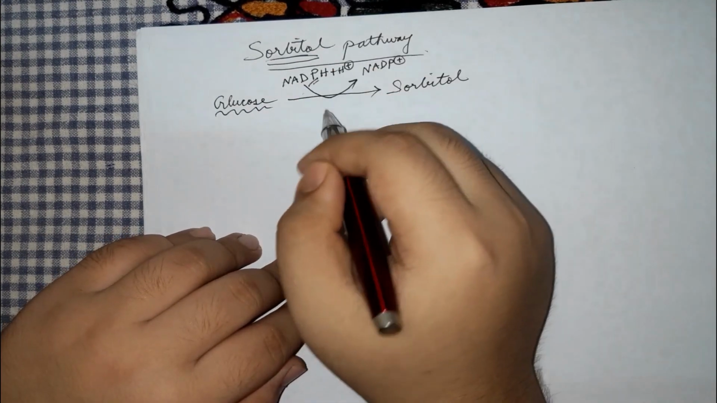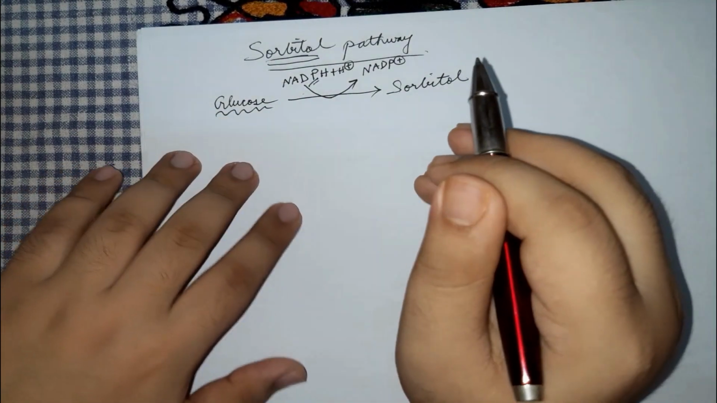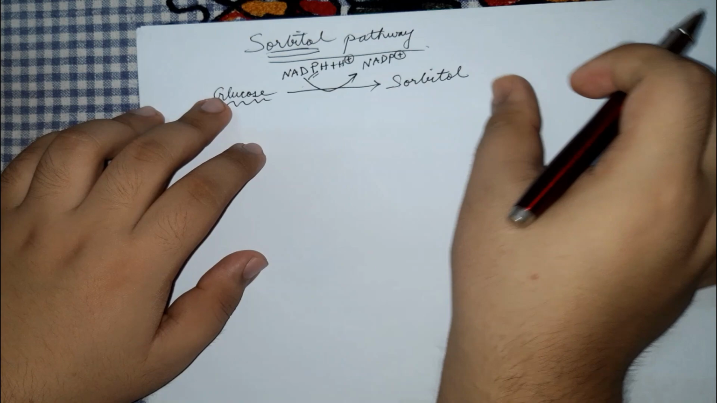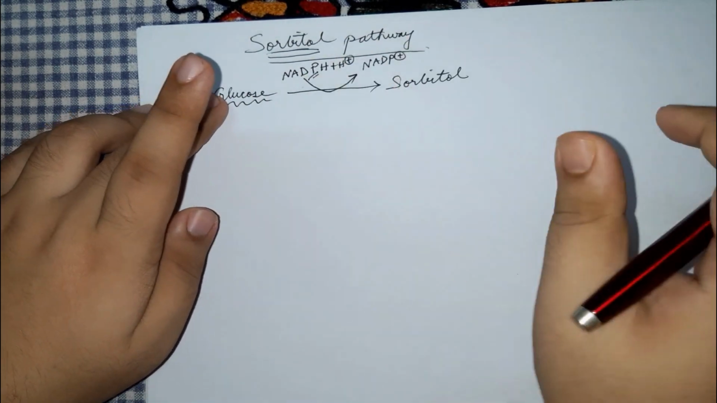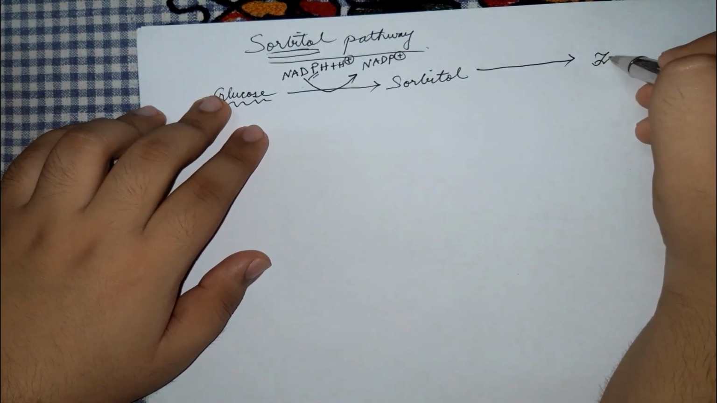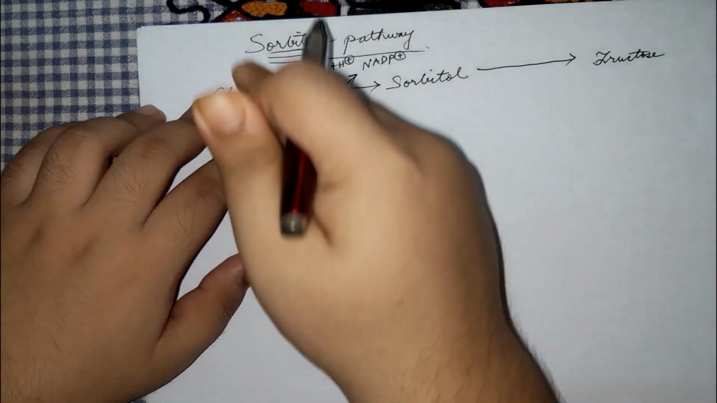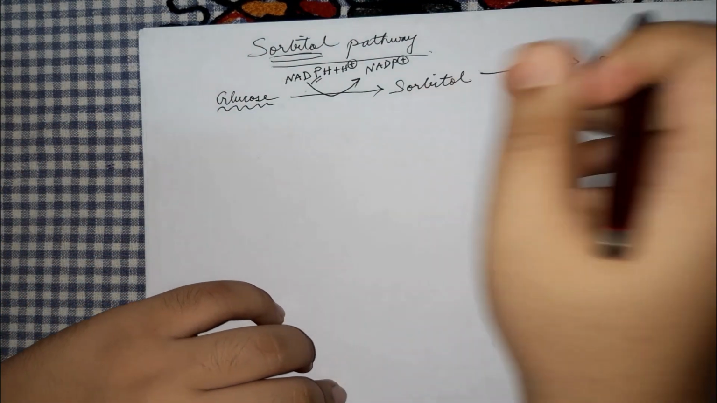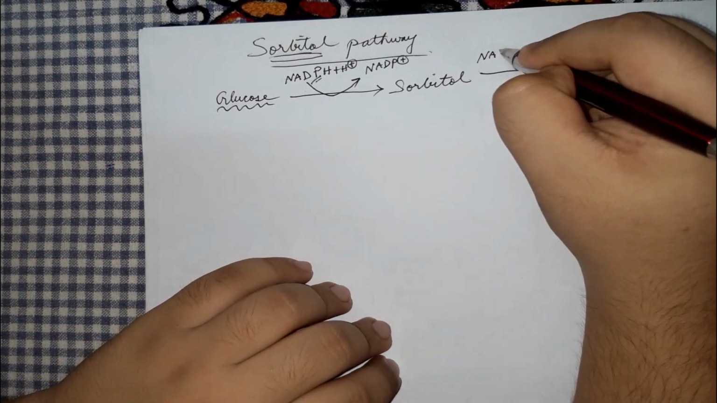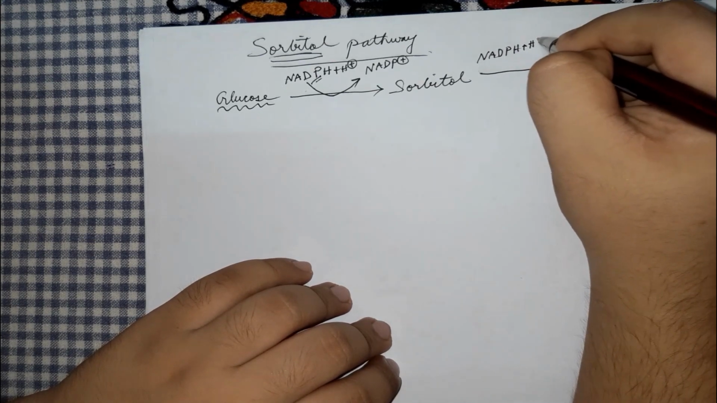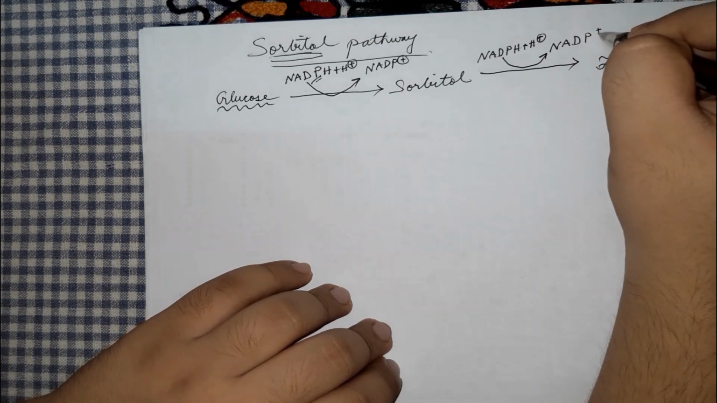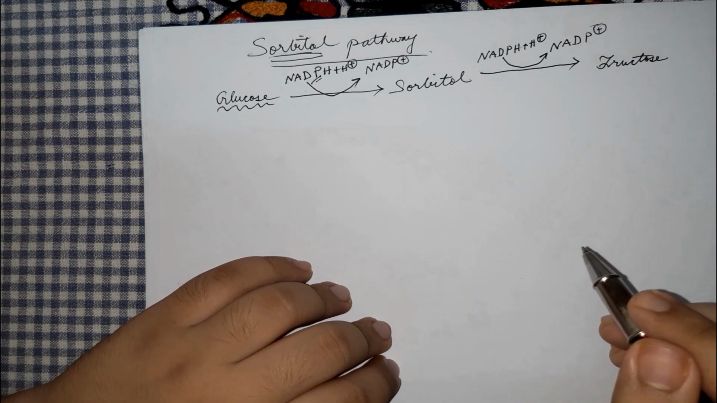Now, obviously we need an enzyme here. I actually have devised a mnemonic for the names. So let's see the next step, which is the last step, and then we will name both the enzymes. Sorbitol is then converted into fructose. As simple as that. This is the sorbitol pathway, nothing more. But here also there is a redox step, with NADPH plus H plus to NADP plus.